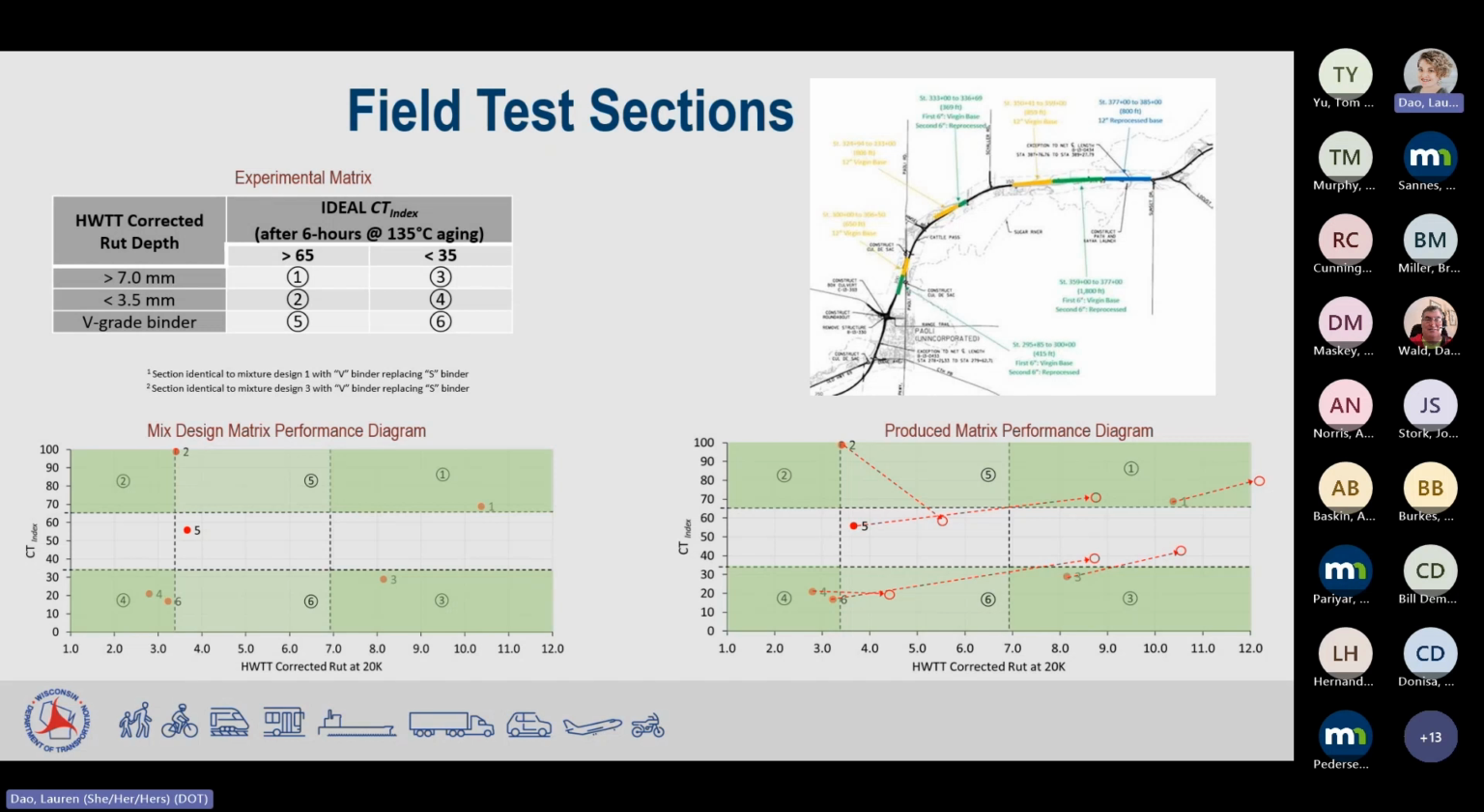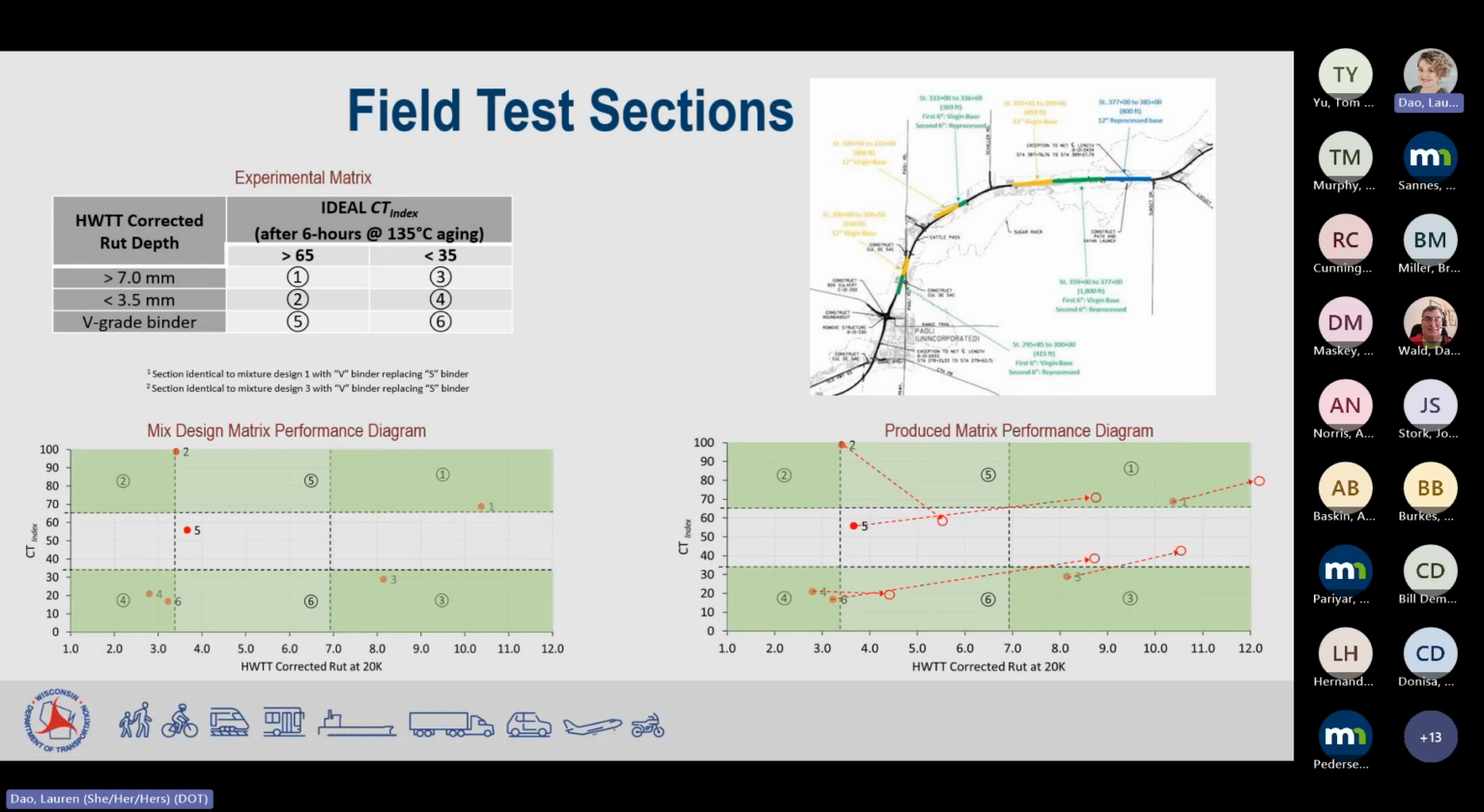And then we also took a couple of those mixes and just added polymer modified binder in their place. That way you can see the impacts of polymer modification in conjunction with the balanced mix design concept.